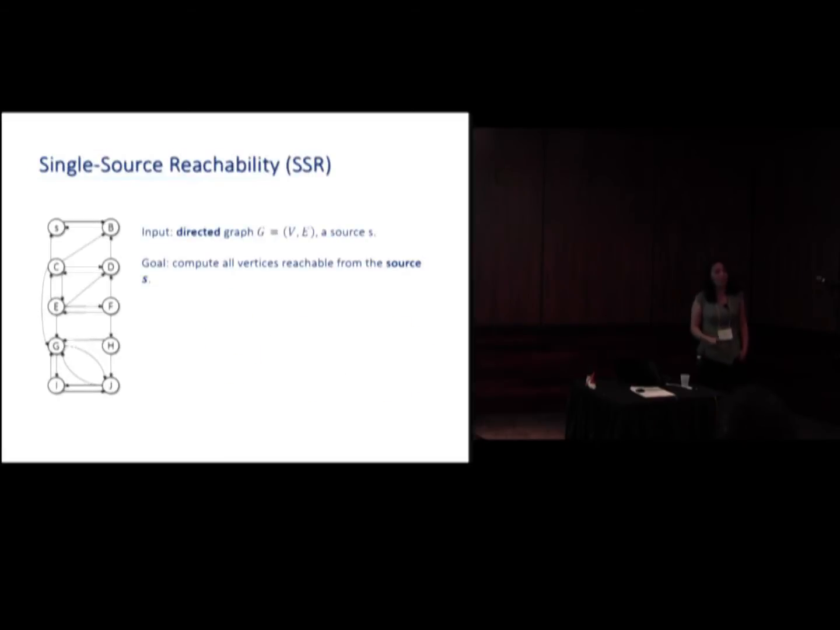A related problem is single source reachability, where we are also given a source, and we want to maintain all vertices that are reachable from that source. It turns out that these two problems, at least in the decremental setting, are very related. There are reductions both ways. In one way, we lose a log n factor.